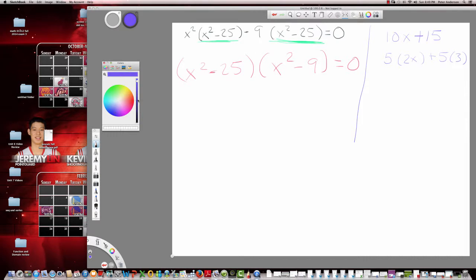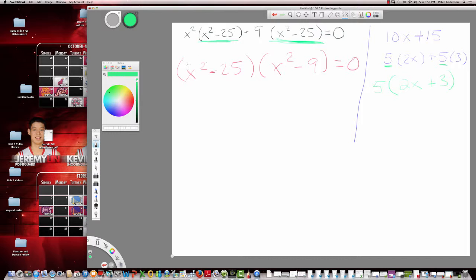Notice that the 5 here, the 5 here, and the 5 here are the same as x squared minus 25 here and here. So we could factor out a 5, and I think this is pretty intuitive. And we get 5 times quantity 2x plus 3. You're doing the same idea here. Think of this as the 5, and you're factoring it out.